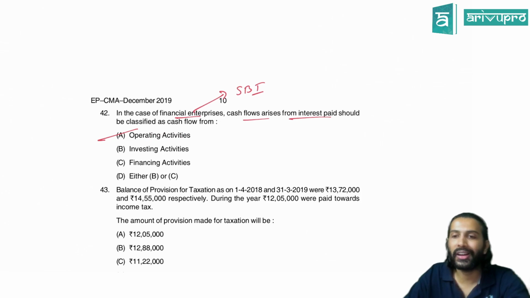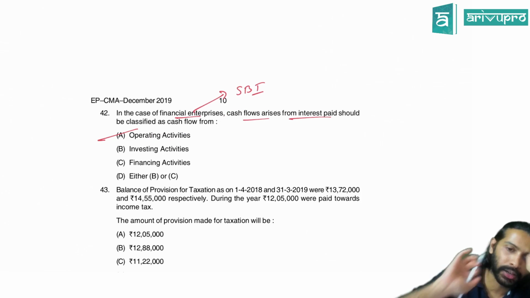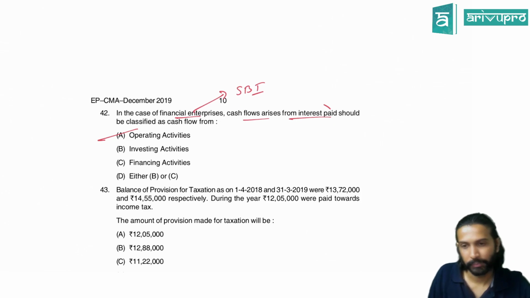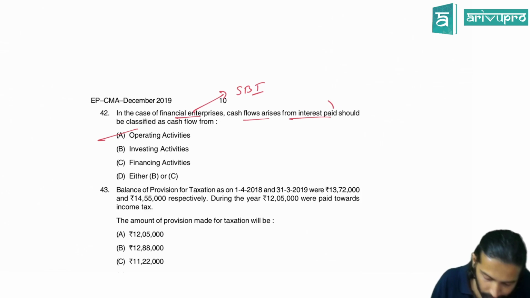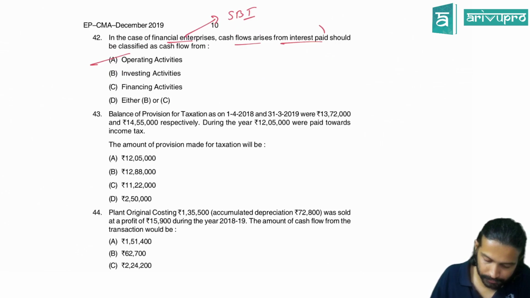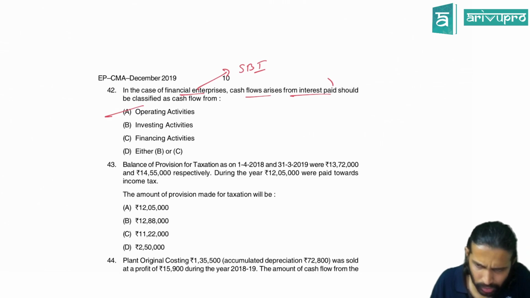If this was not a financial enterprise, if this was a non-financial enterprise, then interest paid would come under financing activity. Since this was a financial enterprise, interest paid, interest received, all these are part of their main operations. Hence, it will come under operating activity. So A should be the right answer. We have done all this in the class notes. It is there anyway.